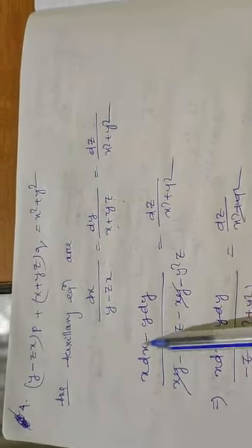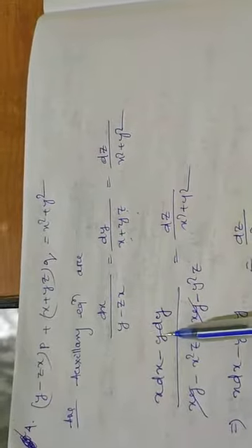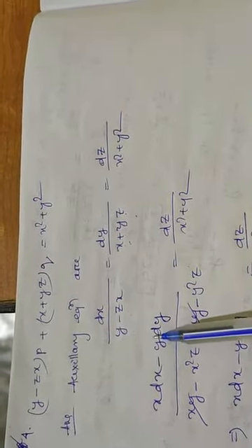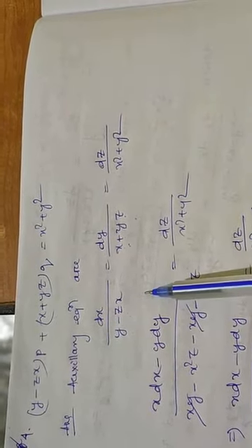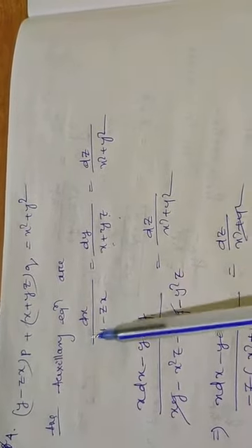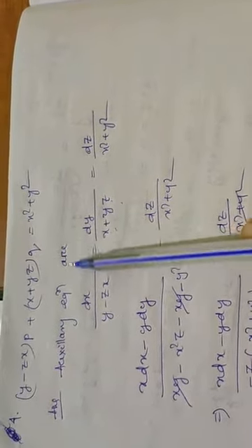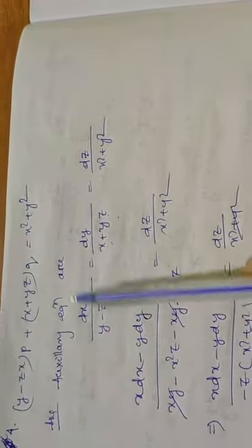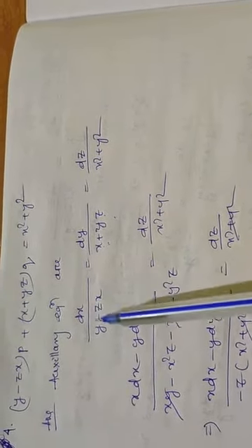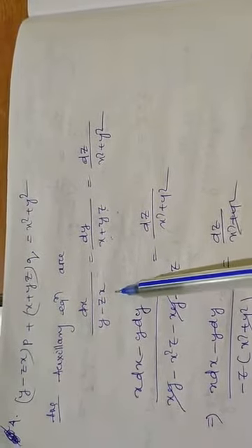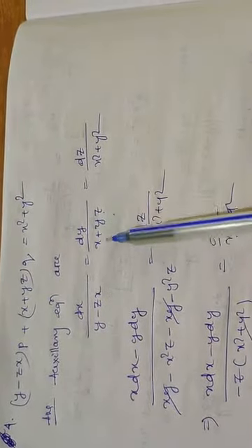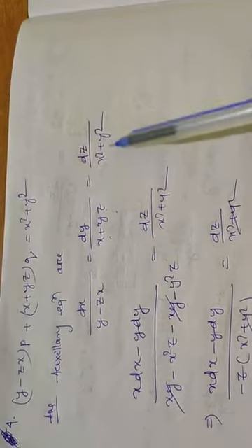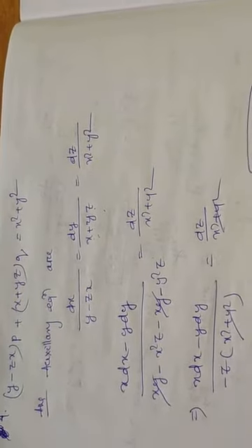Consider another problem. (y − zx)p + (x + yz)q = x² + y². This is a Lagrange equation, Pp + Qq = R. So the auxiliary equations are dx/(y − zx) = dy/(x + yz) = dz/(x² + y²).